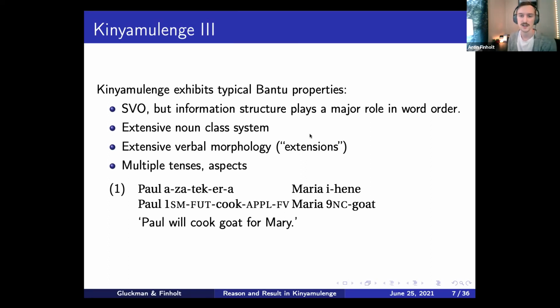Moreover, like other Bantu languages in the area, specifically in South Kivu and Rwanda, Kinyamulenge also exhibits a number of different tenses and aspects, right? So we can model both the word order and some of the morphological properties of Kinyamulenge in an example like one, right? Paul will cook goat for Mary. Here we have future tense marking and the applicative extension in the verb complex, as well as some class marking on goat here. Right?